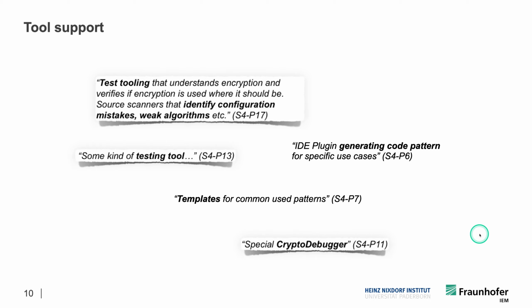Then also, what is probably more interesting to us, because we develop a lot of different tools, as you know, based on static analysis, was that people wanted to have different kinds of tooling, right? So they said, okay, it would be nice to have a testing tool that identifies configuration mistakes, weak algorithms, or some IDE plugin to generate code patterns for specific use cases. Again, templates for common usage patterns, and a crypto debugger.